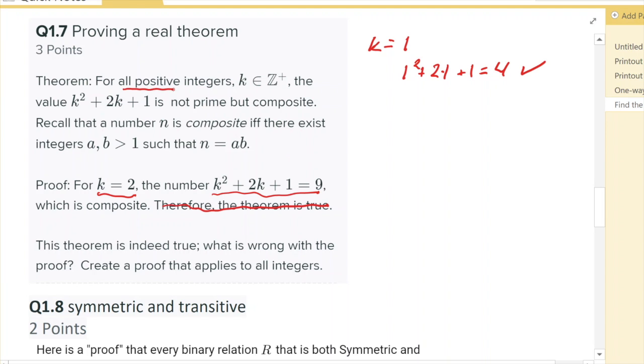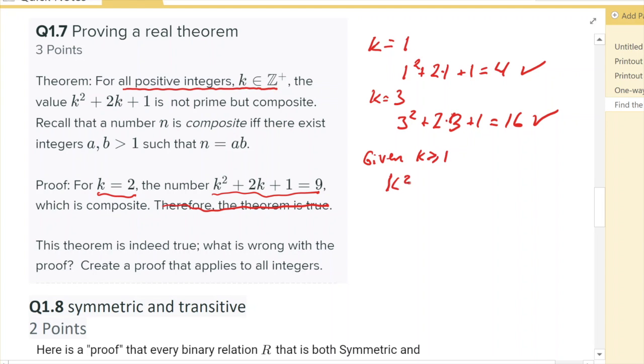I'm supposed to prove for all positive integers k that this holds, not just for one example. Let me do another example just to see what's going on. 3 squared, which is 9, plus 2 times 3, which is 6, plus 1 is going to be 16, which is, hey, it's a square. 4 is a square, 9 is a square. If we look at any positive integer k greater than or equal to 1, we're going to have k squared plus 2k plus 1, which just factors as k plus 1 squared. And so for all integers, we just get a square.